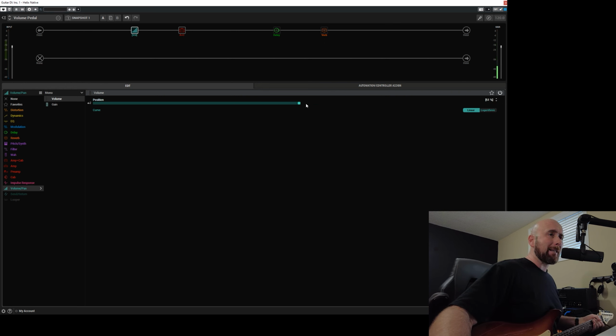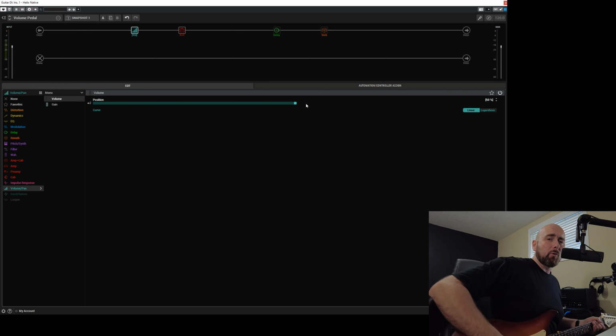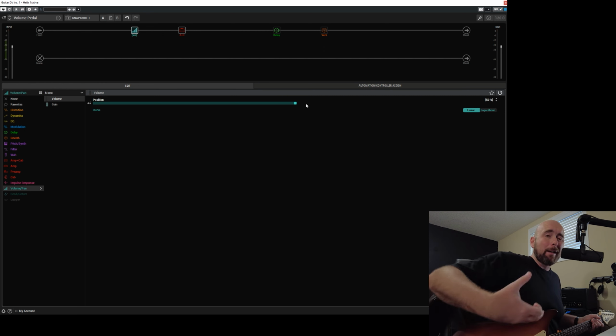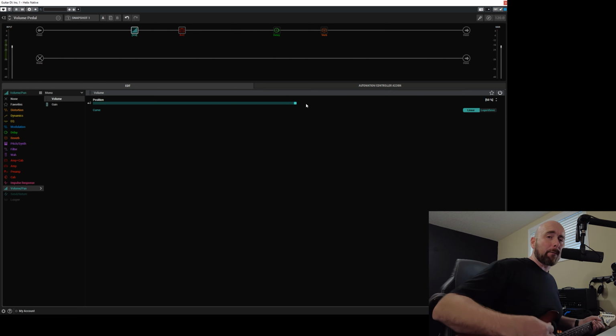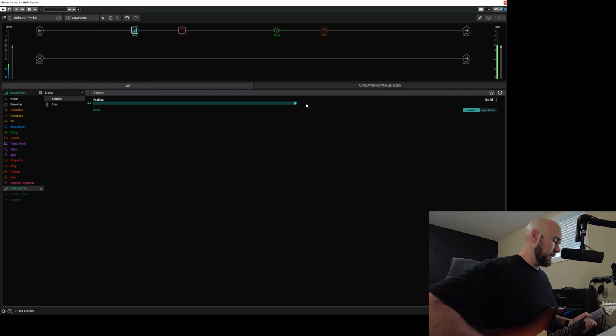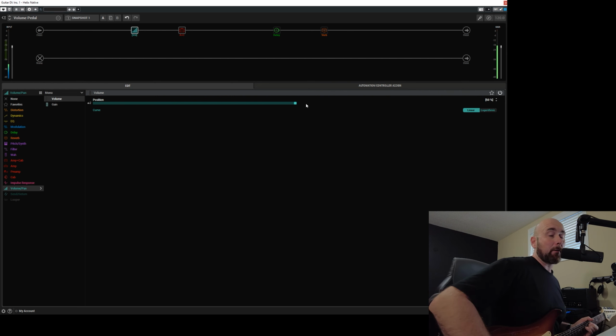Now, if I lessen the amount of volume going into that amp, that's going to be very similar to rolling our volume knob back on the guitar. And most guitar players realize that when you do that, the sound cleans up because you're not hitting the front end of the amp as hard. I have my guitar volume on full.